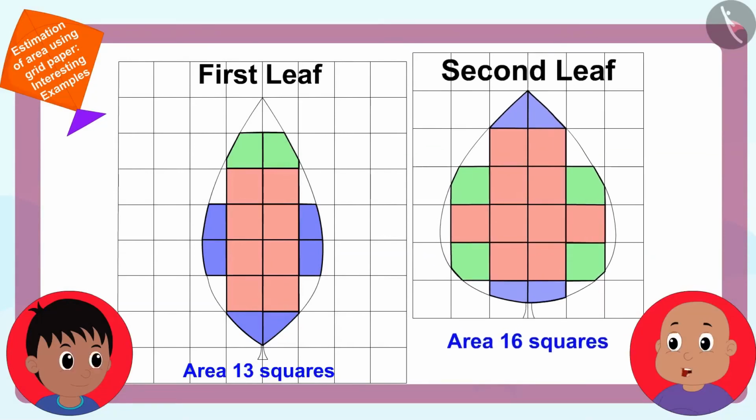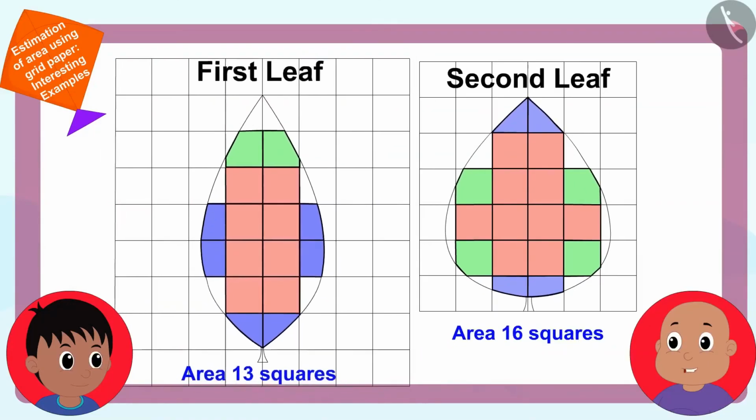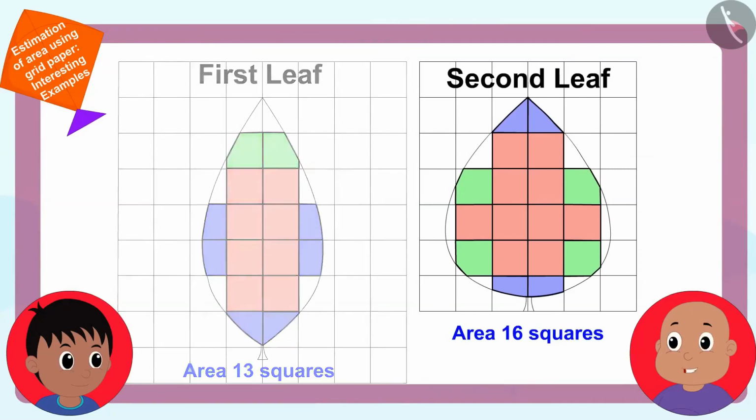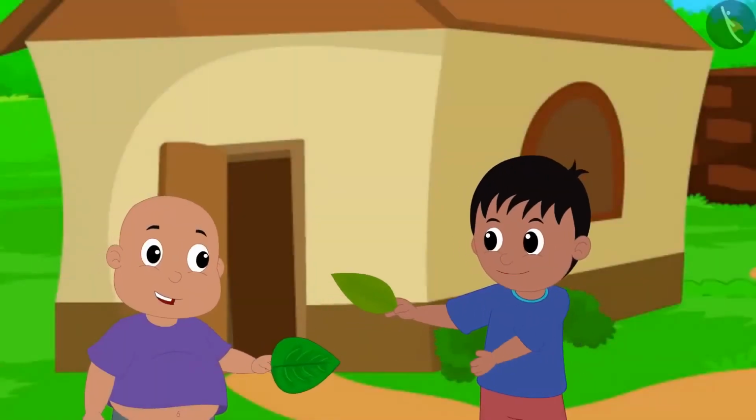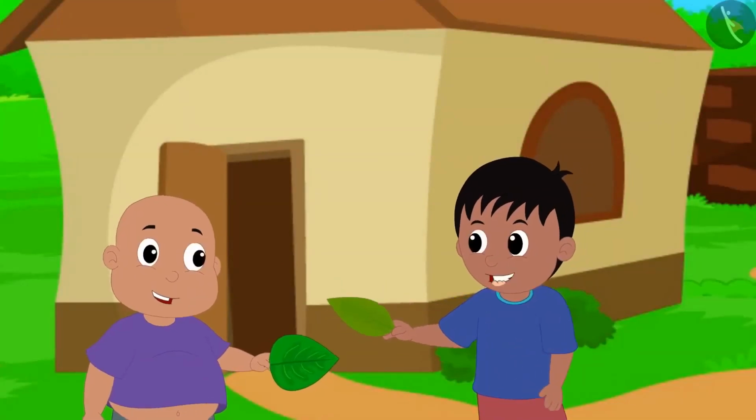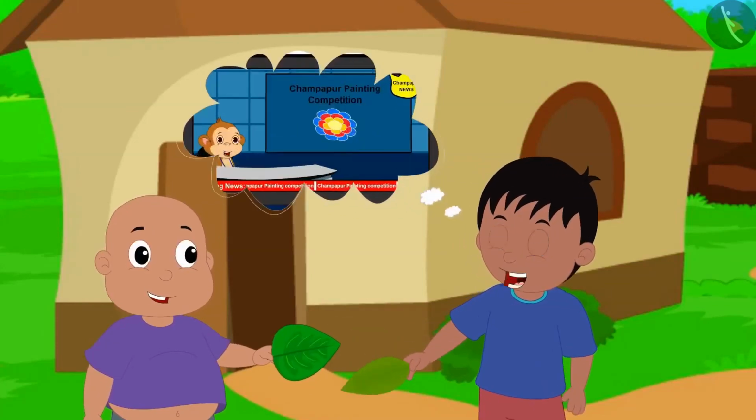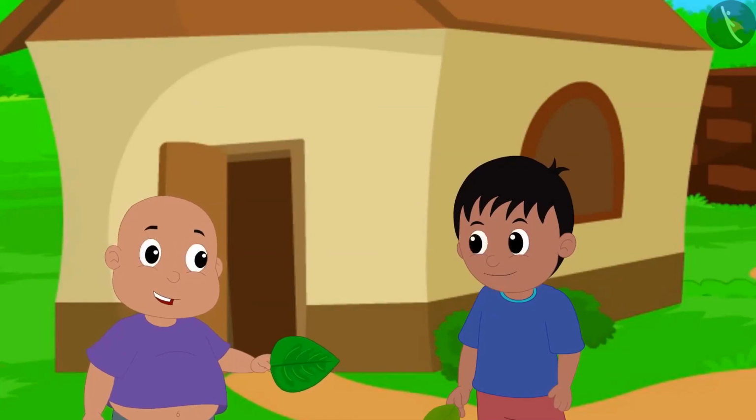Raju, there are 16 squares in the area of the second leaf and 13 squares in the area of the first leaf. This means that the second leaf is larger than the first leaf. Bablu told Raju. Well done, Bablu. We came to know which is the biggest leaf, and you also learned to find the area using a grid paper. Now, let us quickly take part in the competition by painting a beautiful picture on this bigger leaf.